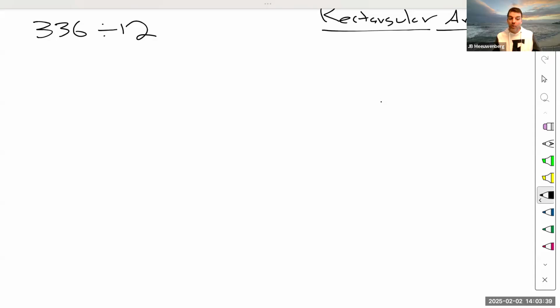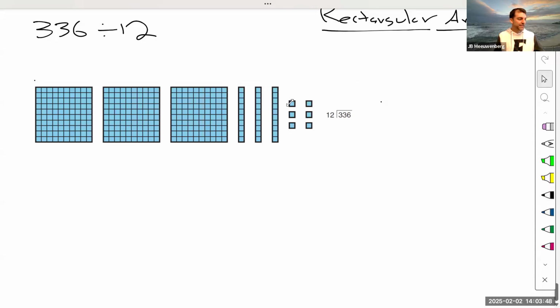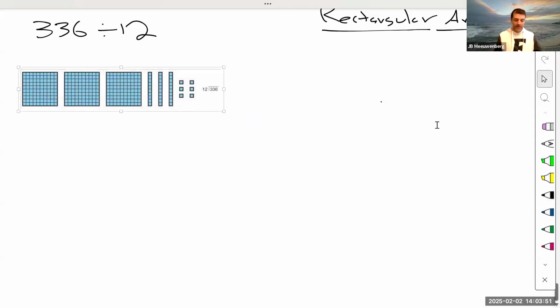So let's see how that's going for you. Okay. So the way you probably would start with this is laying out your base 10 pieces, and they would look like this, so that we all agree that's 336. We have 3 hundreds, we have 3 tens, and we have 6 ones. If we write this out using long division, we would write 336, and we're going to divide it by 12. 12 is the divisor.